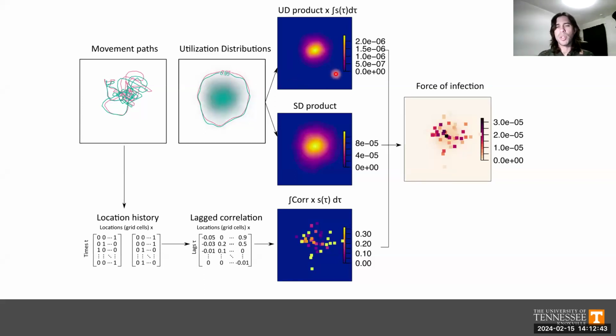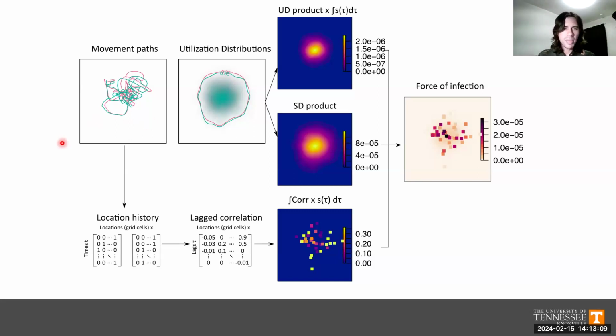From this, you obtain two terms in the equation that I showed you before. First, here is the product of the UDs themselves, which is in a way an estimation of the probability that they would come into contact with each other if movement was independent. And then secondly, you obtain the product of the standard deviations in those utilization distributions, which is a metric of how variable that estimation can be.